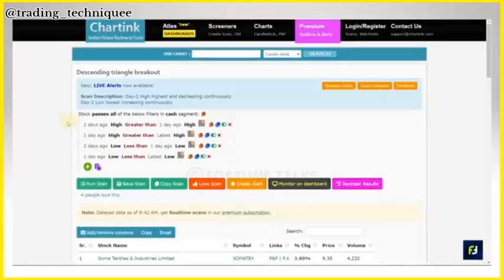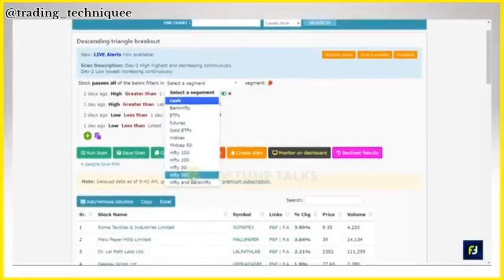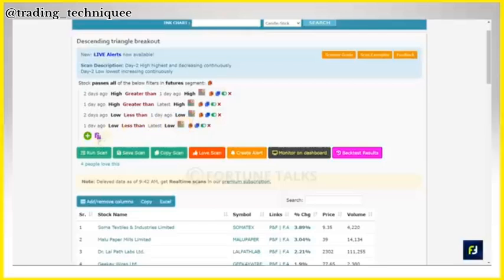Now, if you notice, the first line says, stock passes all of the below filters in cash segment. Now, this is where you can filter out stocks based on your requirement. All you have to do is to click on the word before segment, which in this case is cash, and you will see a drop-down list of all the available segments that you can choose from. So if you want only those stocks from the futures segment or only from Nifty 100 or Nifty 500, just select it and move down the cursor to the Run Scan button and click on it.